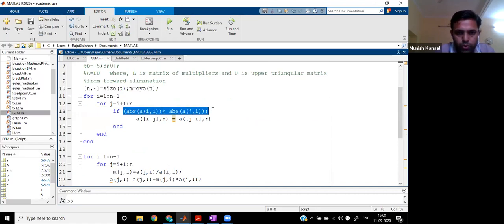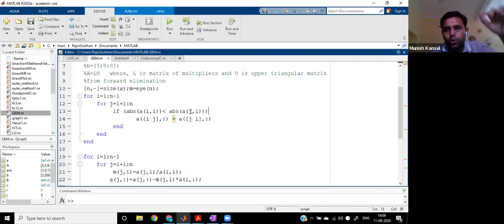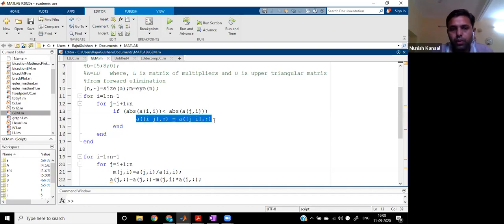You will be able to understand it, that if absolute value of the pivot element a_ii, let us say a11, is 0, right? So whenever this entry is less than absolute value of a_ji, you go on searching that particular column. So whenever this happens, it will interchange the rows. It will interchange ith and jth row. And this is the command I have shown you in the beginning.